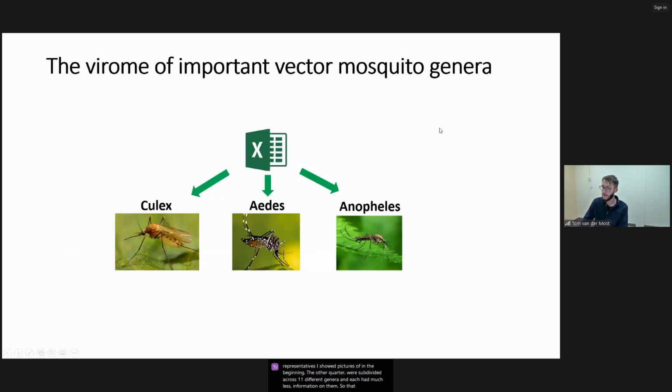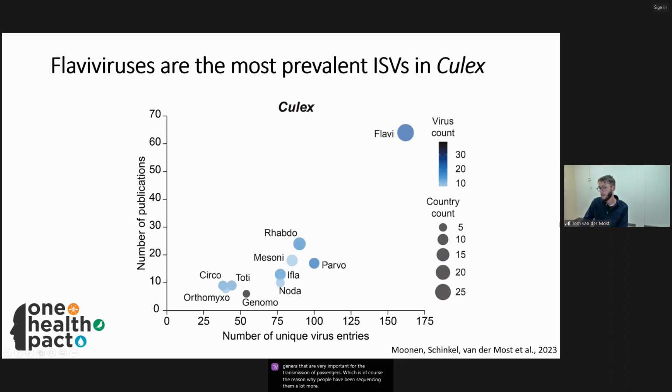So then basically we used the database to look at the virome of each of these mosquito genera, which are also mosquito genera that are very important for the transmission of pathogens, which is of course the reason why people have been sequencing them a lot more. So here I'm showing you how prevalent each of the most prevalent virus families is, in this case in Culex mosquitoes.